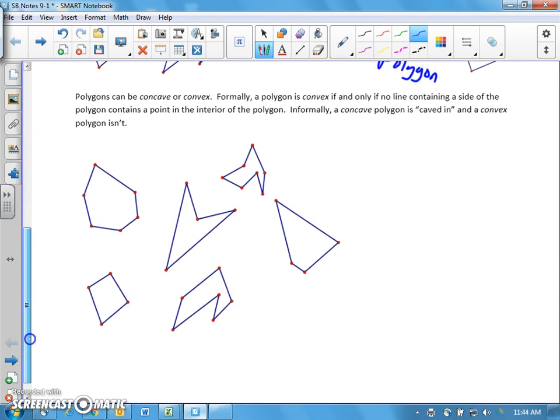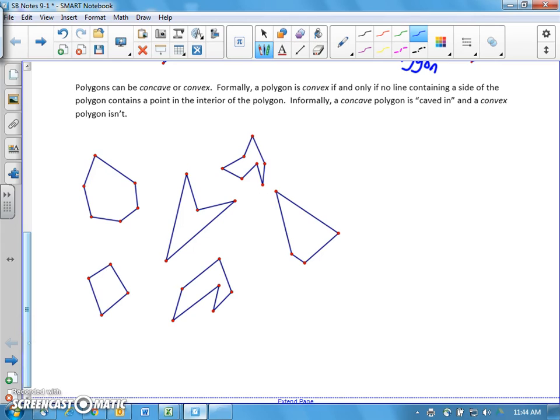Polygons can be classified as either concave or convex. Formally, it's convex if and only if no line containing a side of the polygon contains a point in the interior of the polygon. So basically, for concave, we look for it to be caved in. Using the formal definition, if I look at this polygon here and extend this side, it goes inside the polygon. That's what makes this a concave polygon.